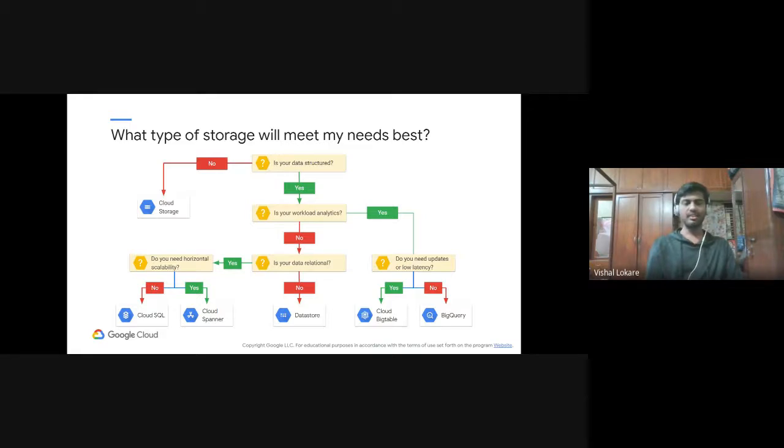Then, do you need to scale it horizontally? Now we were on: is your data relational? If yes, then if you have to scale it horizontally, you can search up what horizontal scaling means. If yes, then you can go with Cloud Spanner. If no, you can go with Cloud SQL. And Cloud SQL, as I said, is a combination of two to three SQL databases.